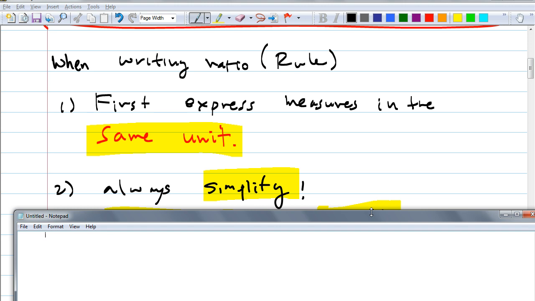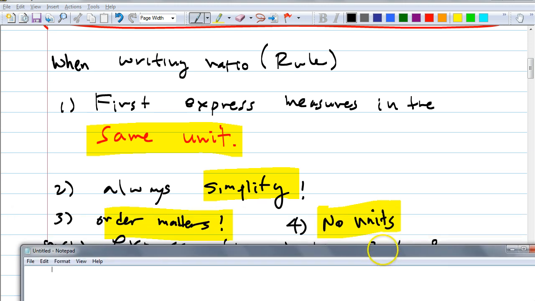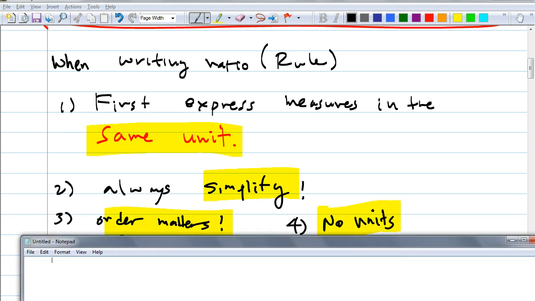And is 2 to 1 same as 1 to 2? If I'm talking about a ratio of boys to girls, is 2 to 1 same as 1 to 2? No. So do you think the order is important when you're talking about ratios? Very much so. So write this down. Order matters. That's the third rule. And fourth rule is, okay, no units in ratio. When we're talking about ratios, you do not put any units. Okay? So write that down.